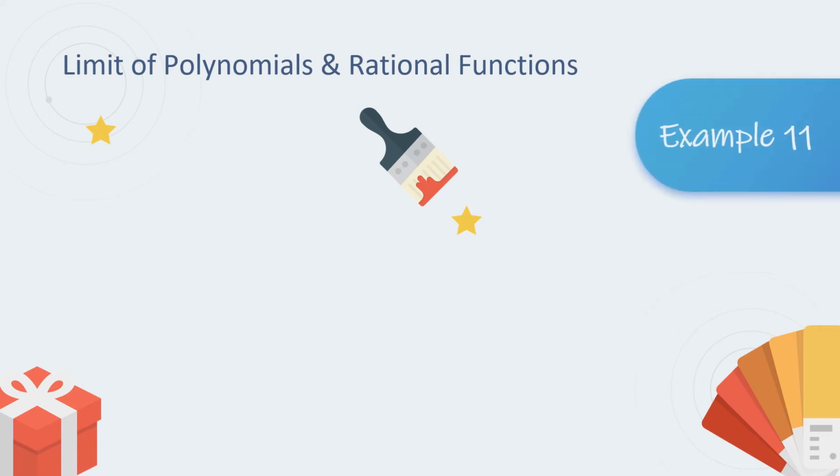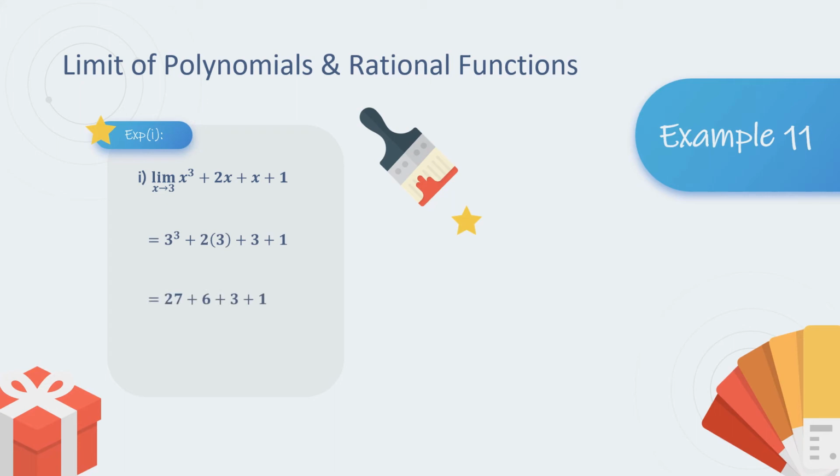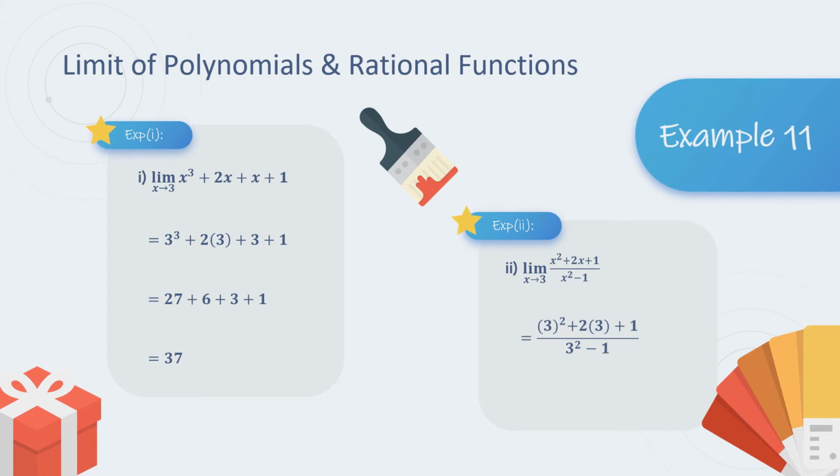Example 1. Given the function, the limit of x to the power of 3 plus 2x plus x plus 1 when x approaches 3. Substitute 3 into the function and the answer is 37. Example 2. Given the function, the limit of x squared plus 2x plus 1 divided by x squared minus 1 when x approaches 3. Substitute 3 into the function and the answer is 2.